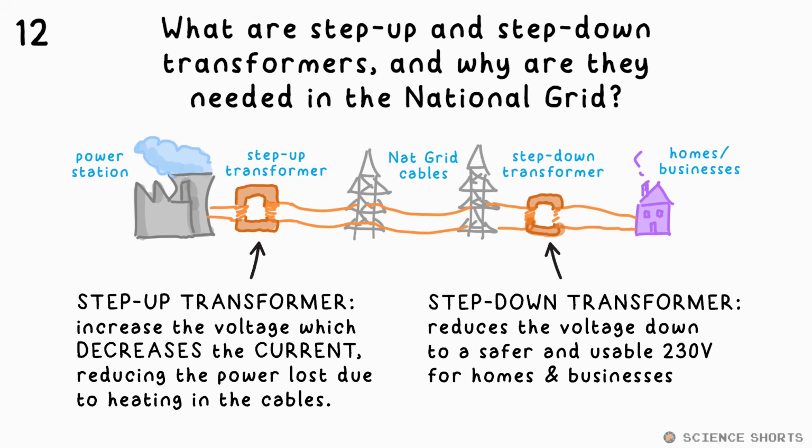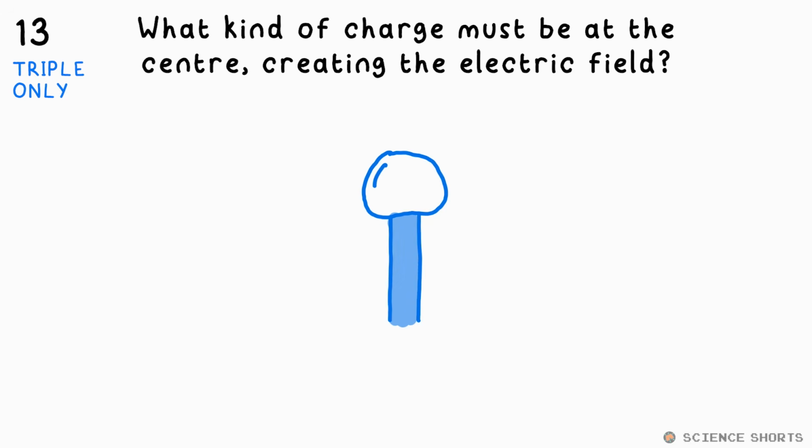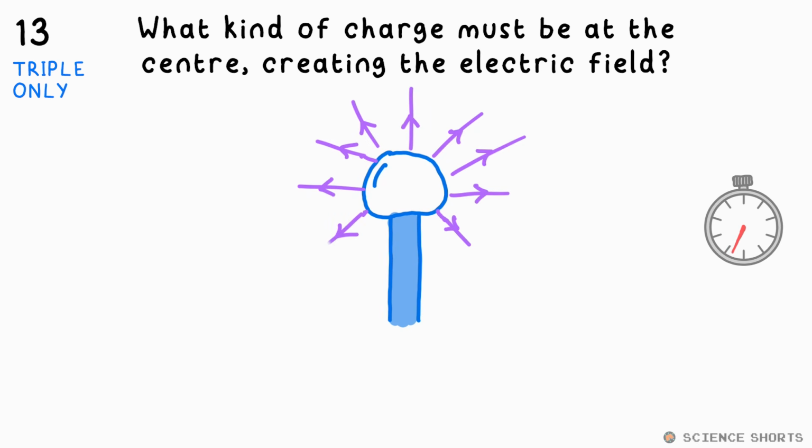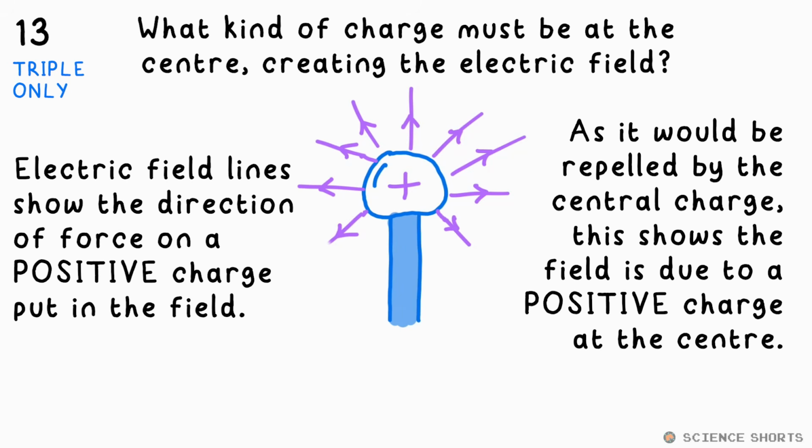A step-down transformer is at the other end. It reduces the voltage down to a much safer 230 volts for use in homes and businesses. Question 13, just for triple, what kind of charge is at the center here, producing this electric field? Electric field lines show the direction of force on a positive charge if it was placed in the field. That would mean it's being repelled from whatever's at the center. So that must mean it's a positive charge at the center.